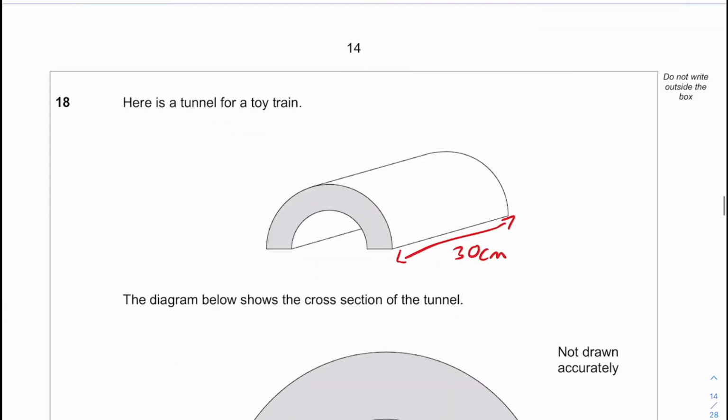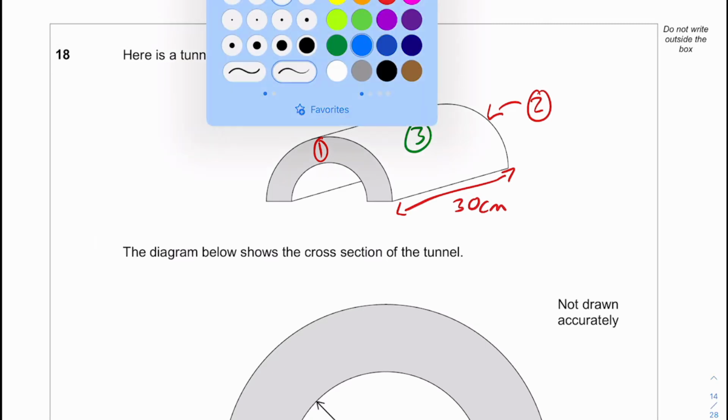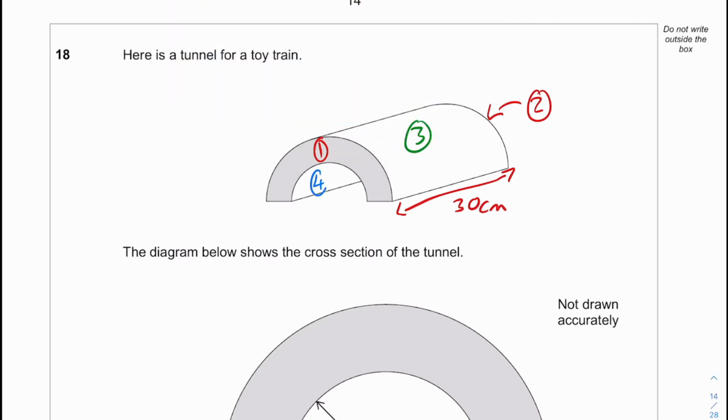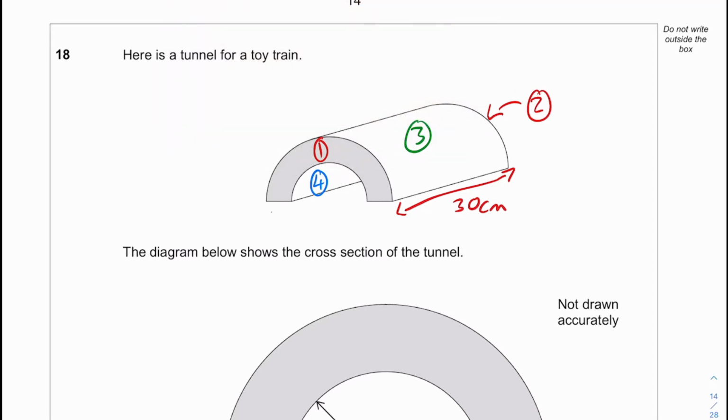So if we label the actual faces we've got on the tunnel, we've got this face here, and if we think about it, on the back of the tunnel we've got another one of these, an identical face, so we've got 1 and 2. We've then got the roof or the outside of the tunnel, which is number 3. We've then got the inside of the tunnel, which is number 4. And the other 2 faces are the 2 rectangles, which are here and here on the underside of the tunnel, and they are 5 and 6.